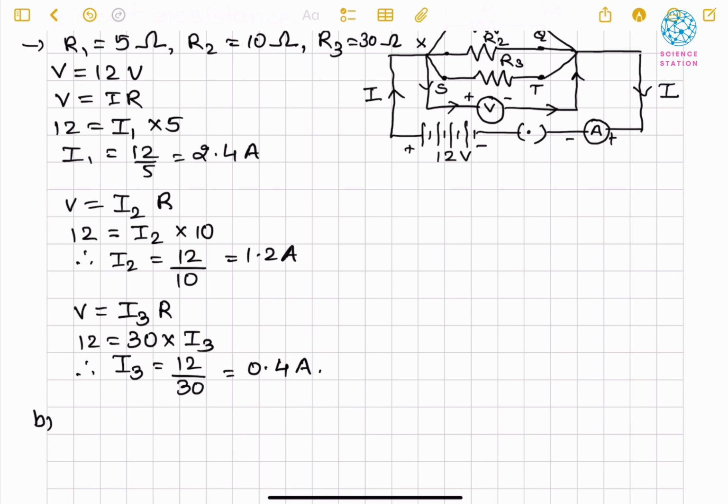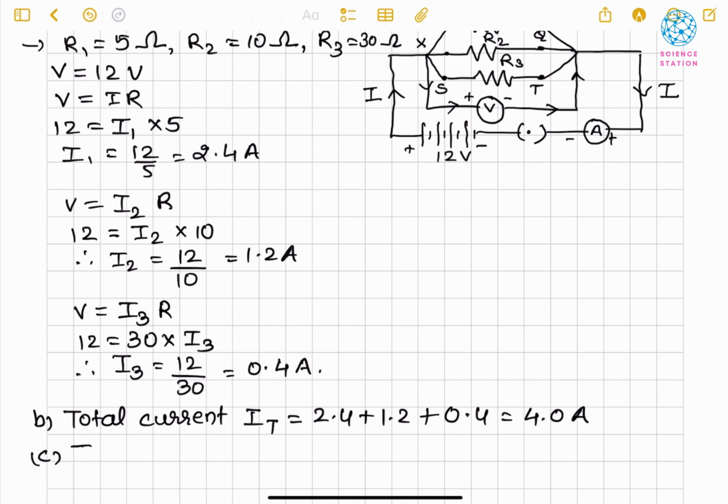Now the B part was total current. So total current, let me call it as IT, equal to 2.4 plus 1.2 plus 0.4. So that will come to 4.0 ampere.